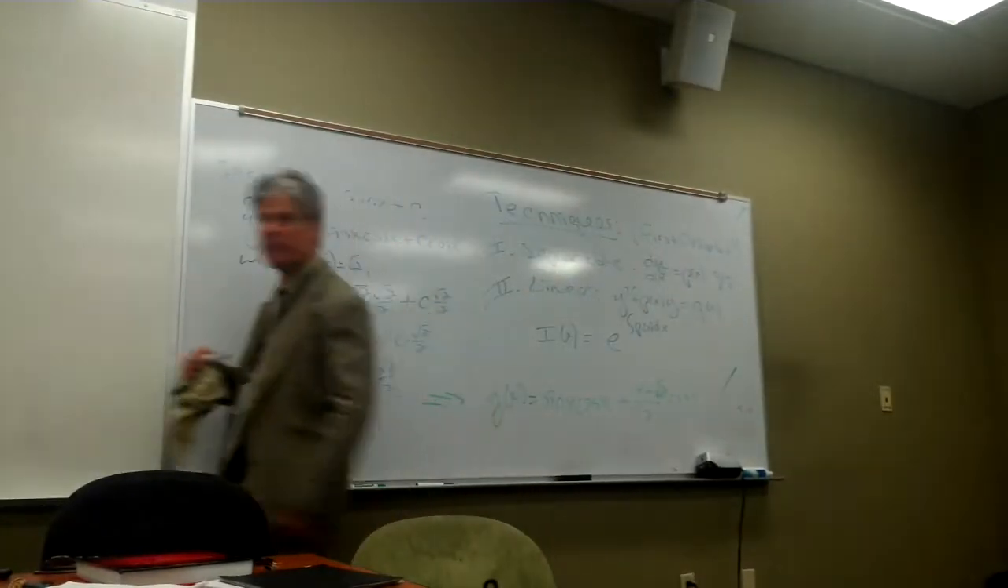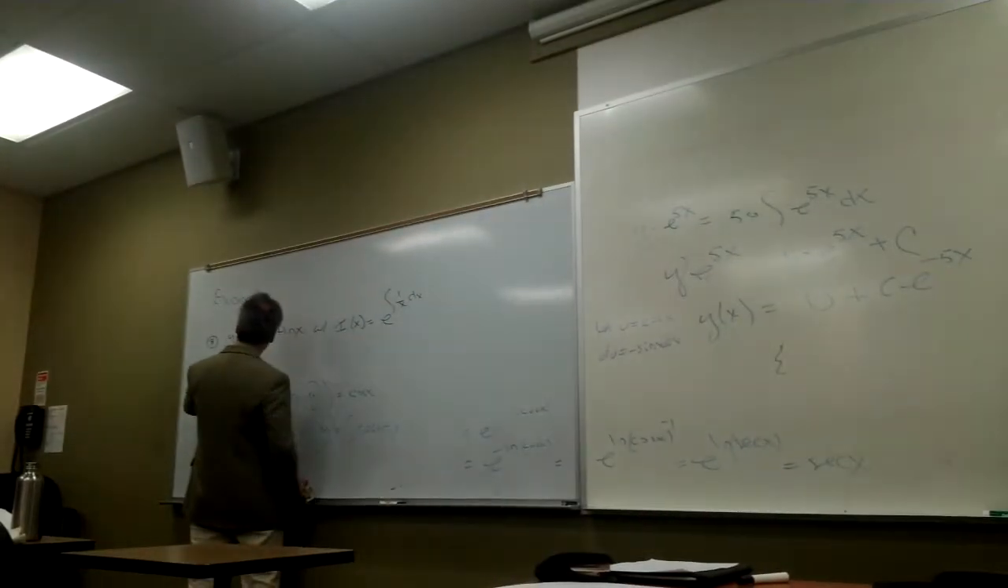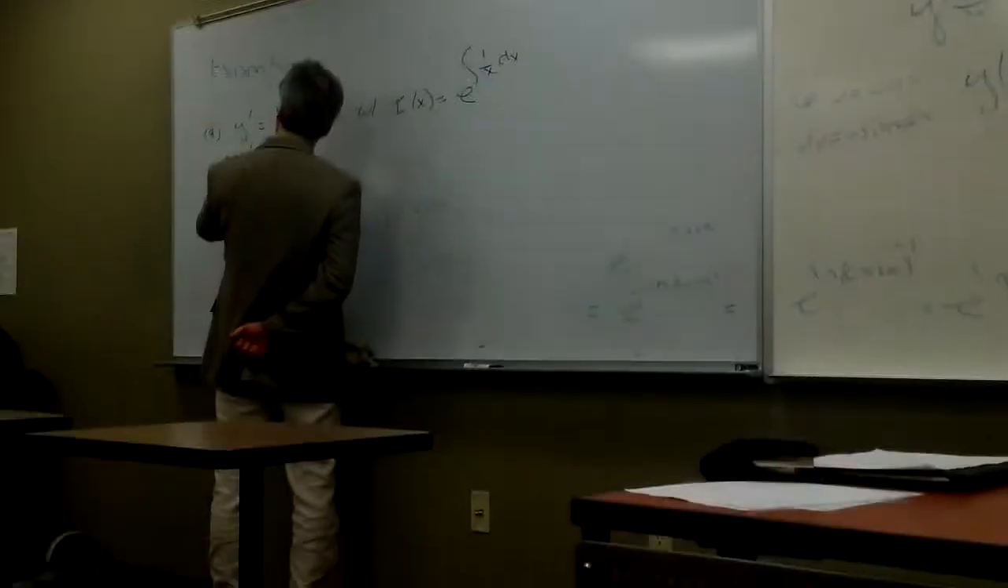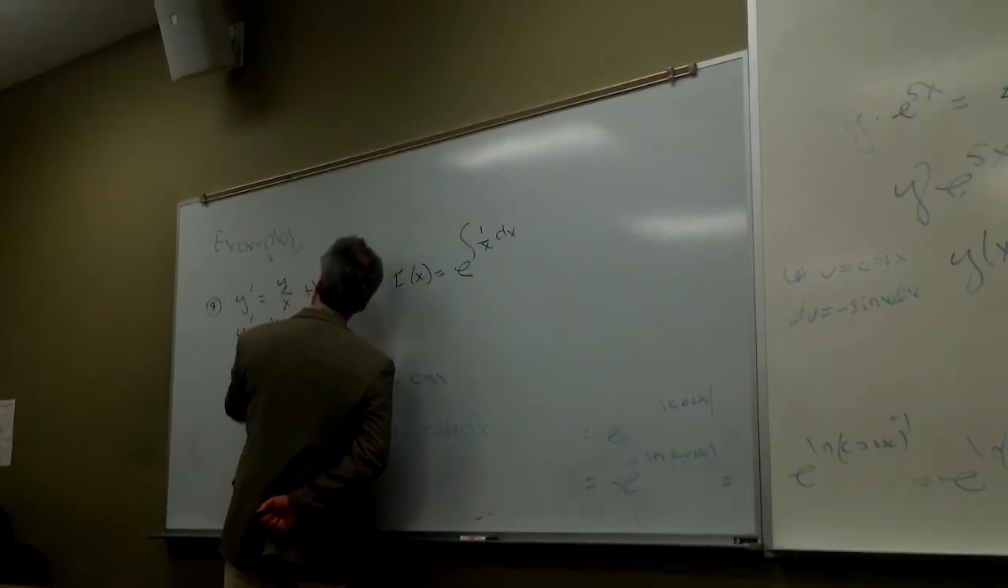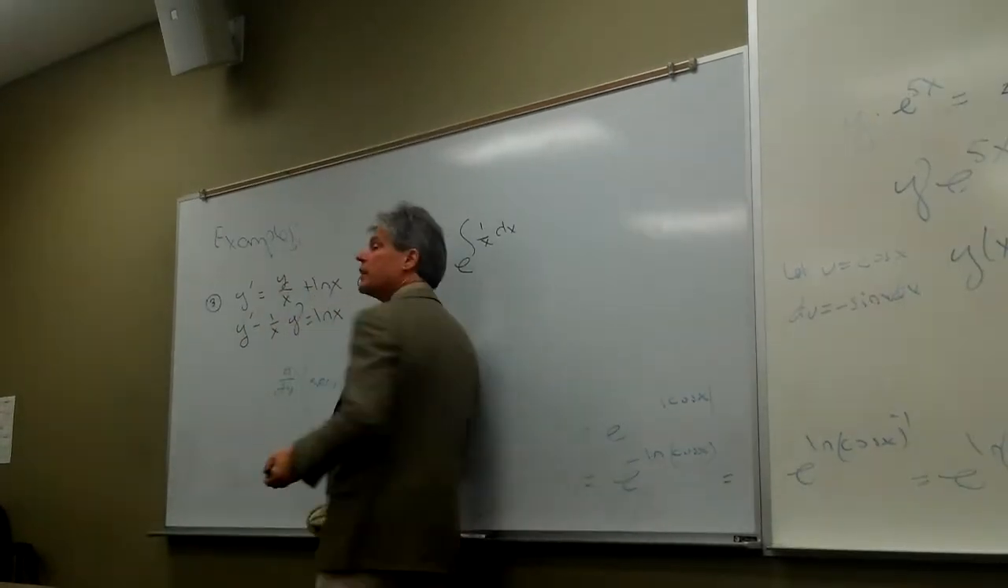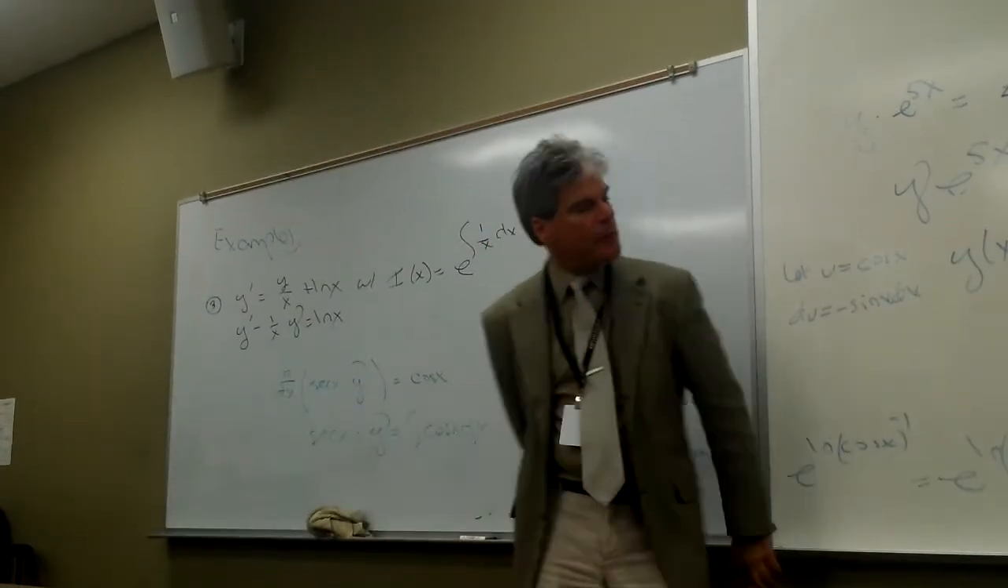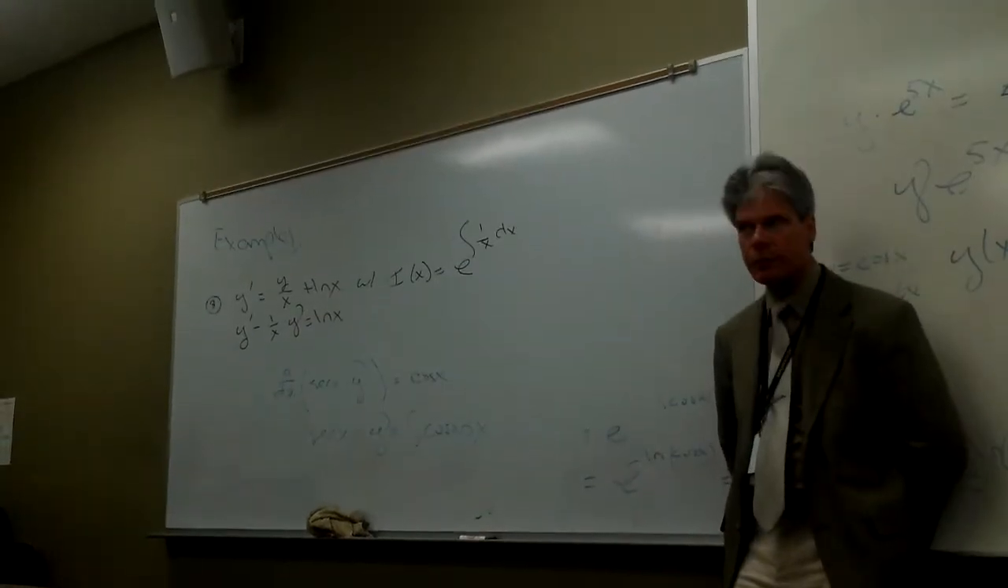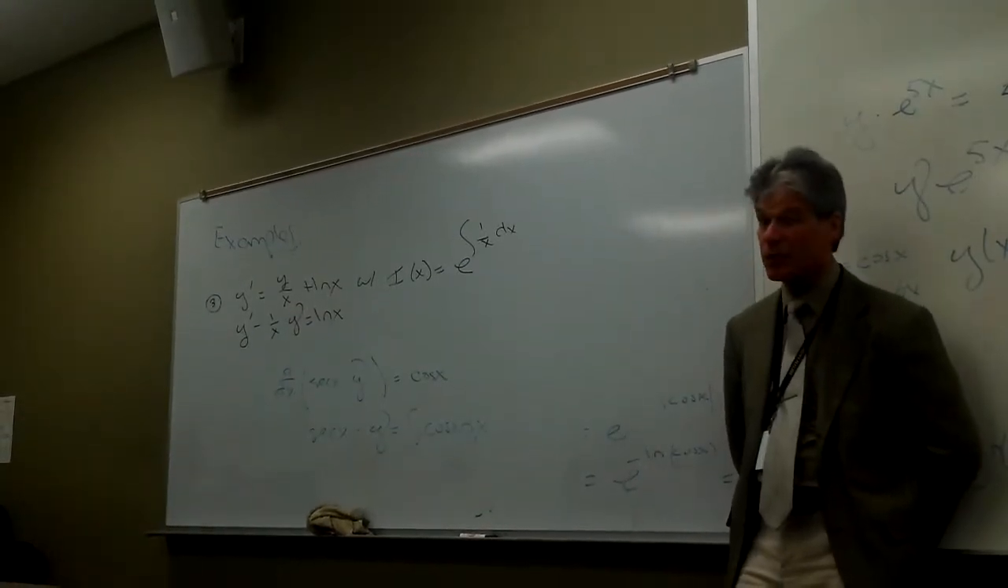So I made 2 mistakes. Let me fix them. First, rewriting this differential equation in standard form, it looks like y prime minus 1 over x times y being equal to the natural log of x. Do you see how my p of x is negative 1 over x, not positive 1 over x? And my q of x is clearly the natural log of x.